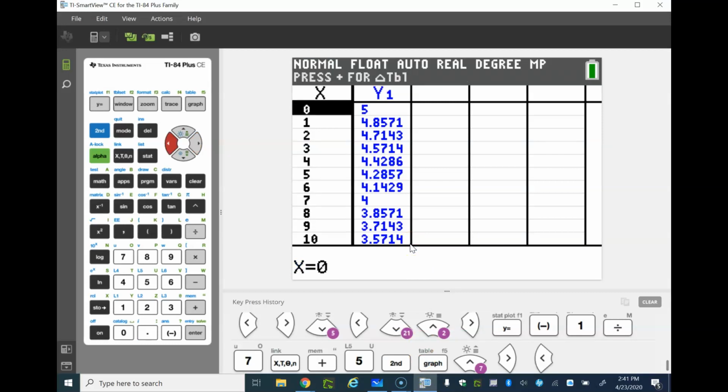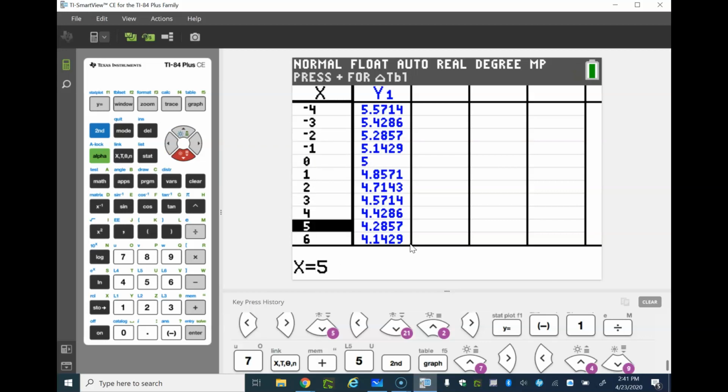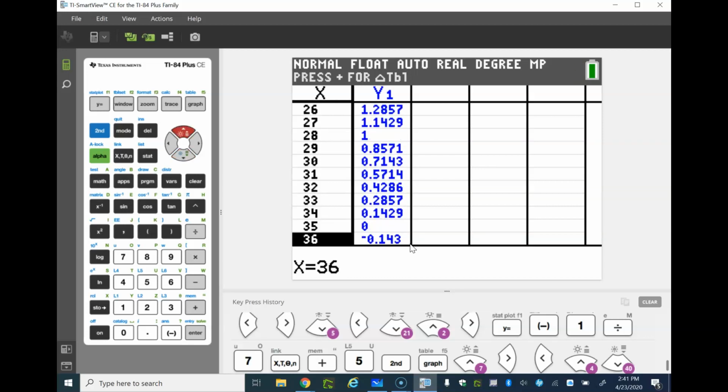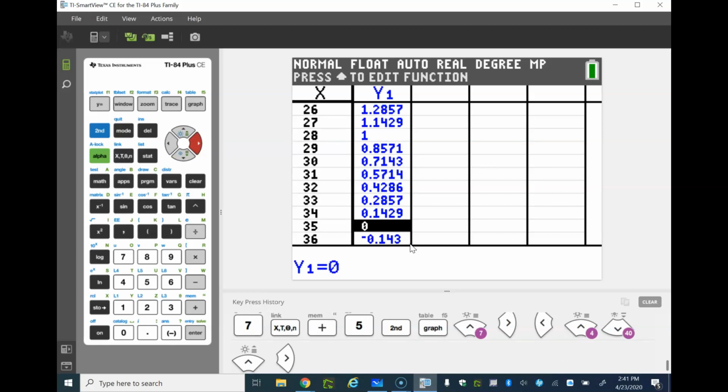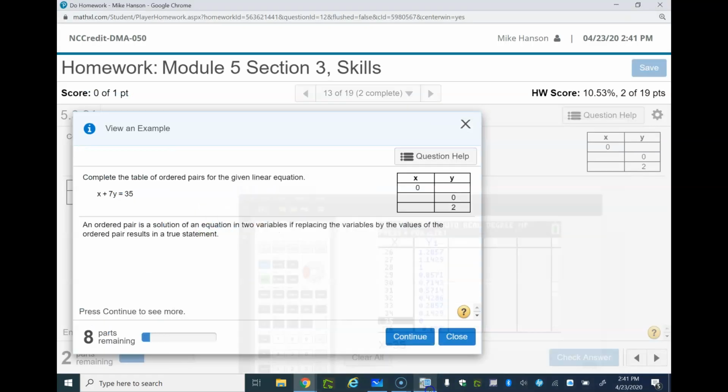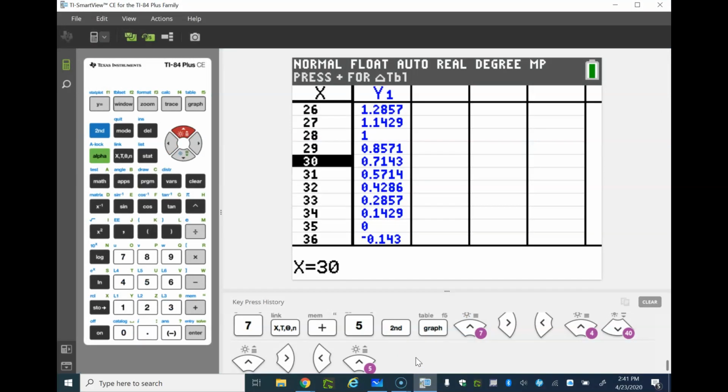So I'm staying in the x column to go up and down. Let's see if we can find 0 in the y side. And we do. So because 0 is in the y side here, the x in this case is going to be 35. And then now we need 2 for y. So let's go back up and see if we can find 2. And here it is for 2. So the answer for this one should be 21.